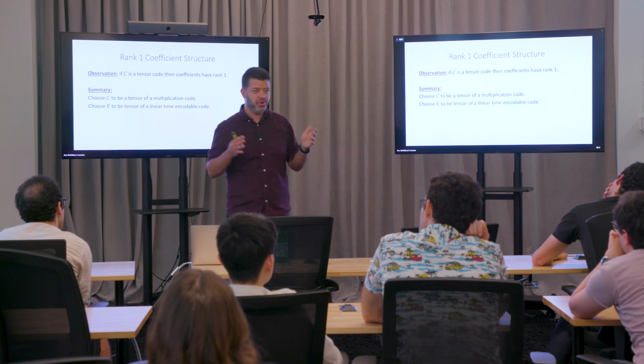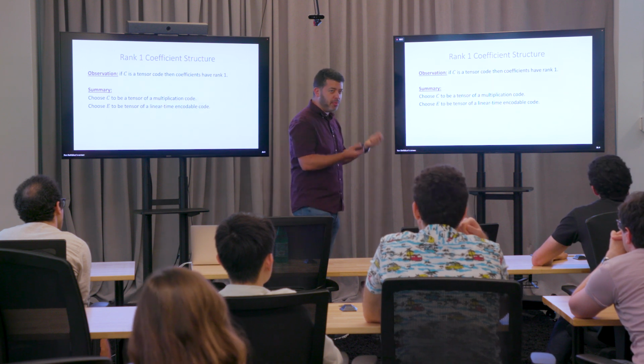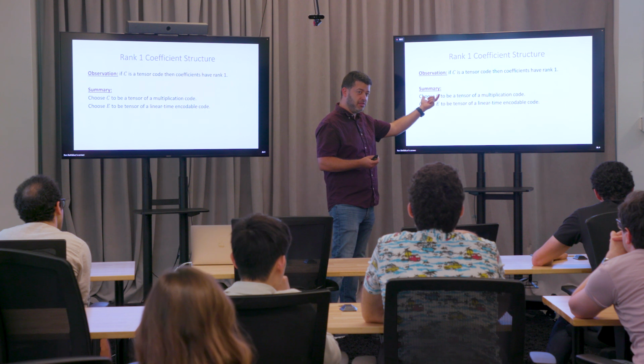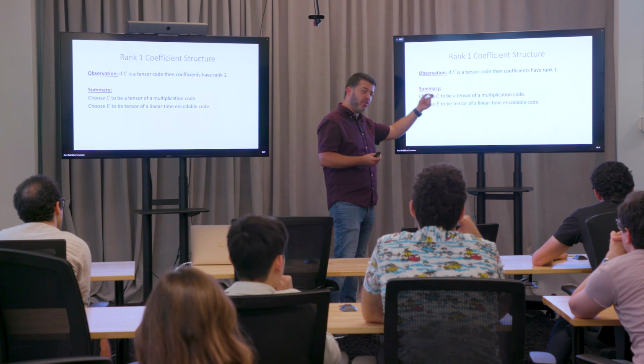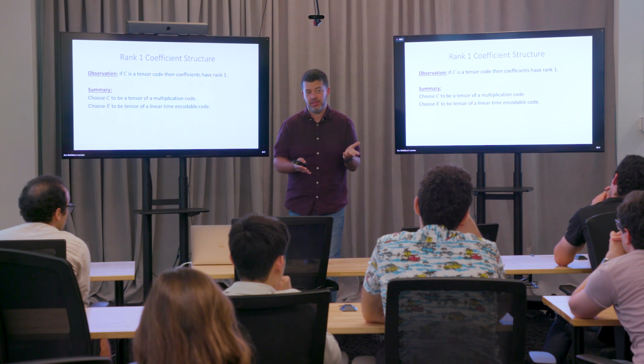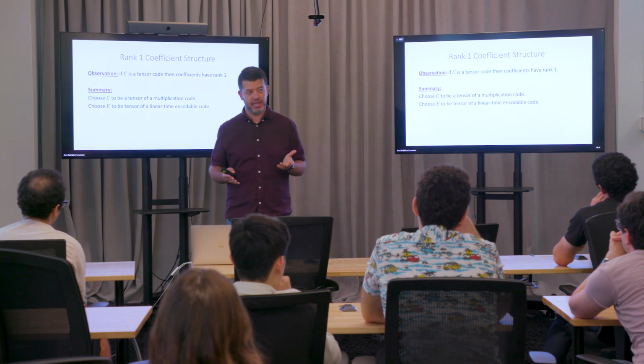Okay, so the point is that the multiplicative property is something that we only need for the code C, whereas the claim going from C to E is a linear claim, which is why E doesn't have to be a multiplication code.